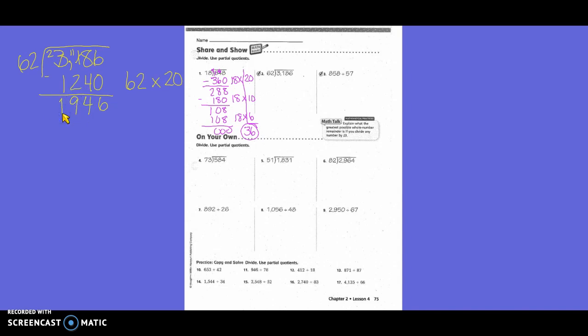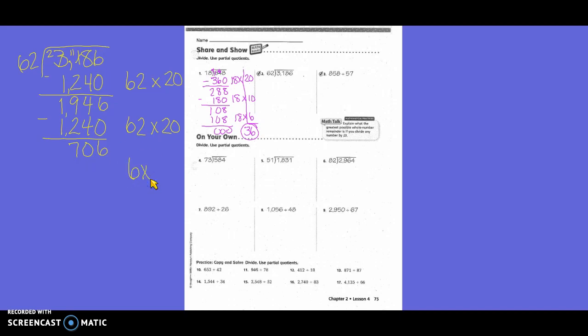Can I do 62 times 20 again? Yes. So 62 times 20, and we said that was 1,240. Okay. 6 minus 0 is 6. 4 minus 4 is 0. 9 minus 2 is 7. Okay. Now what could I do? 62 times what? 10.